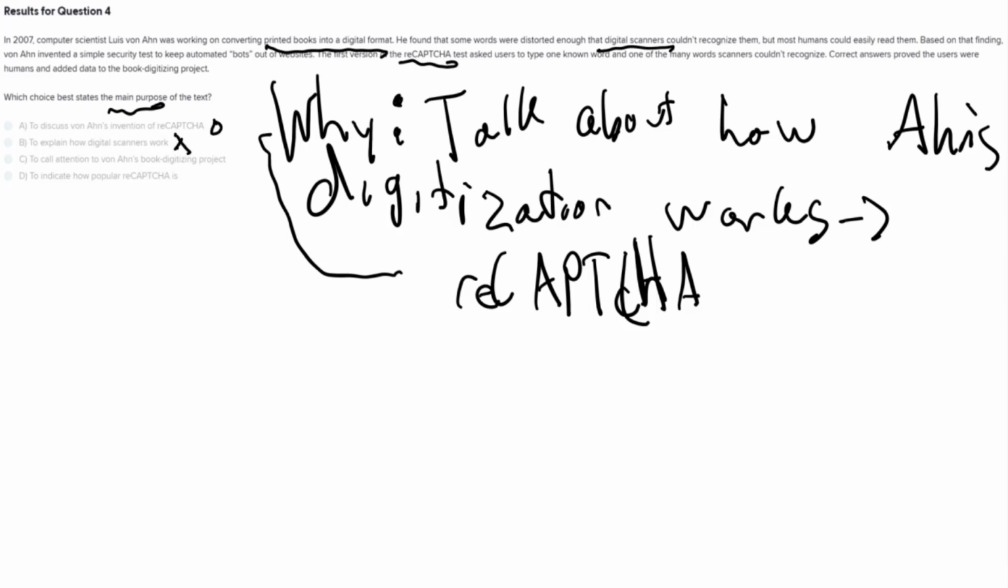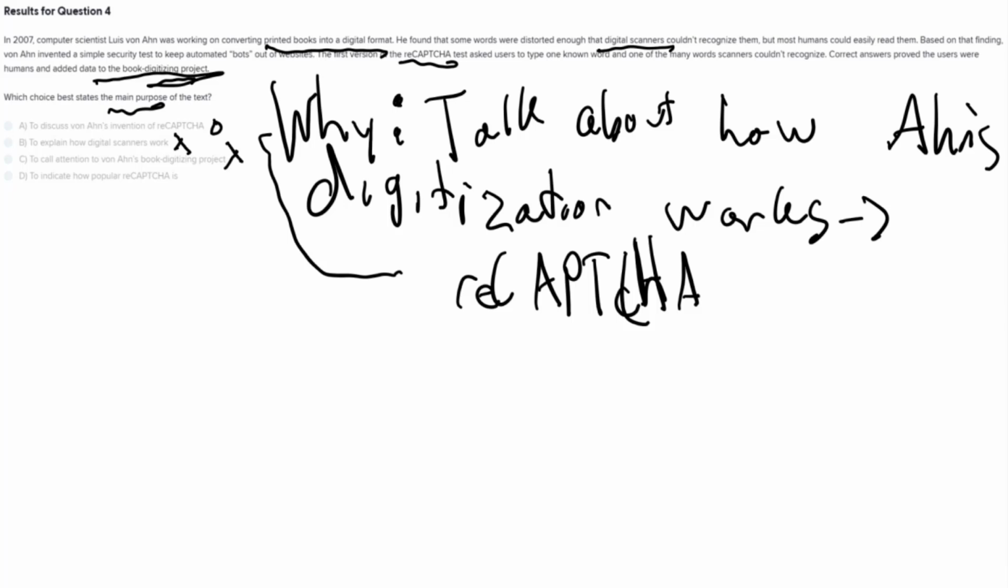Then C says to call attention to von Ahn's book digitization project. They really only mention the book digitization project right at the very end, so it seems like a very small detail. The focus isn't to call attention to this, so we can mark that as wrong.